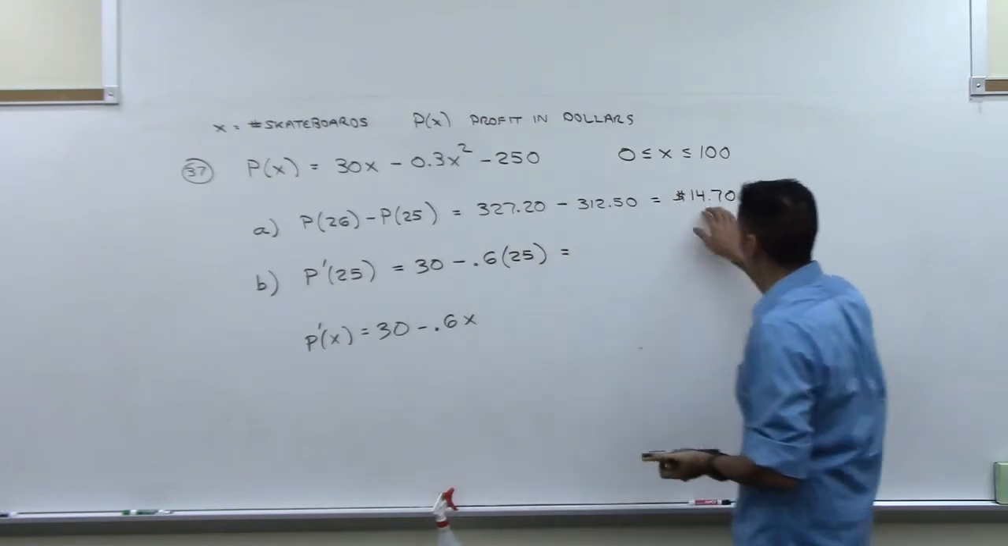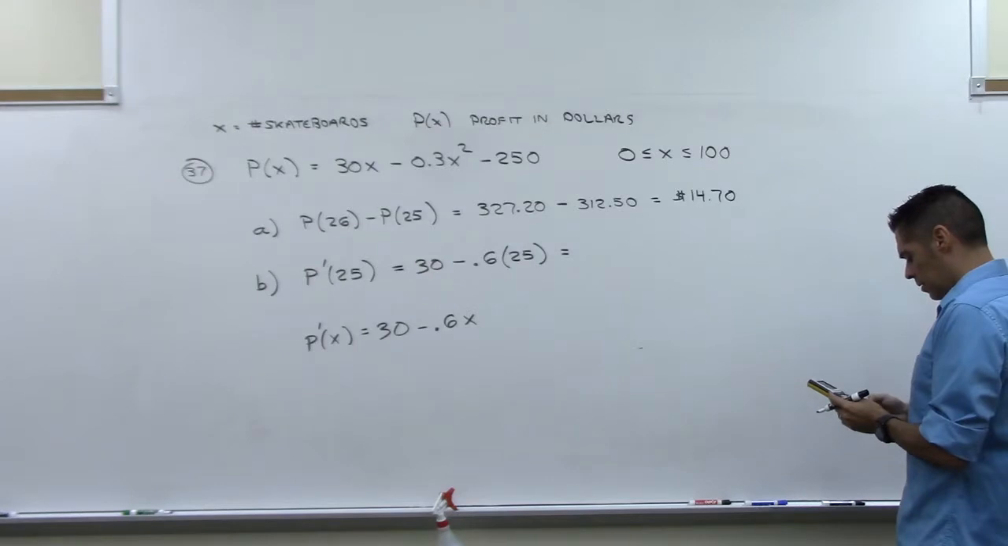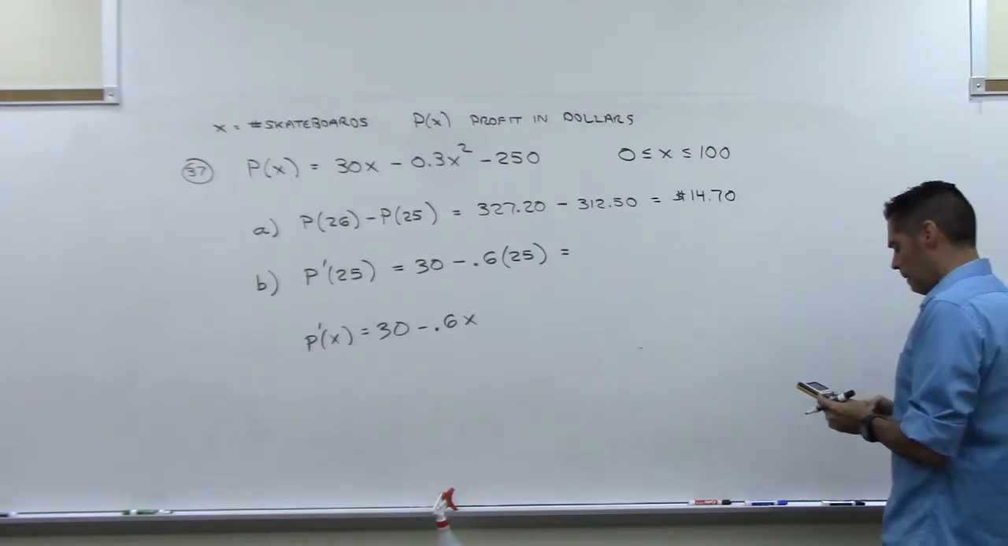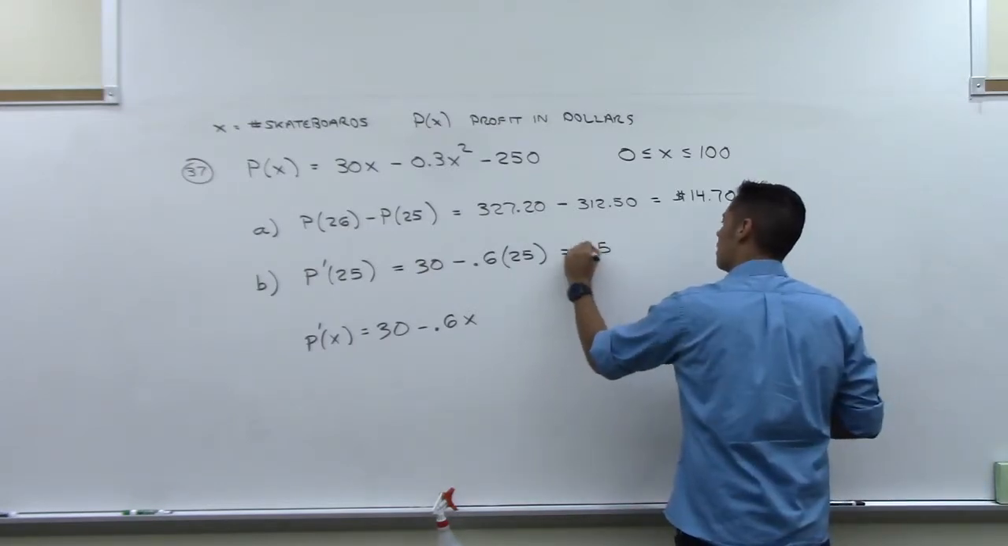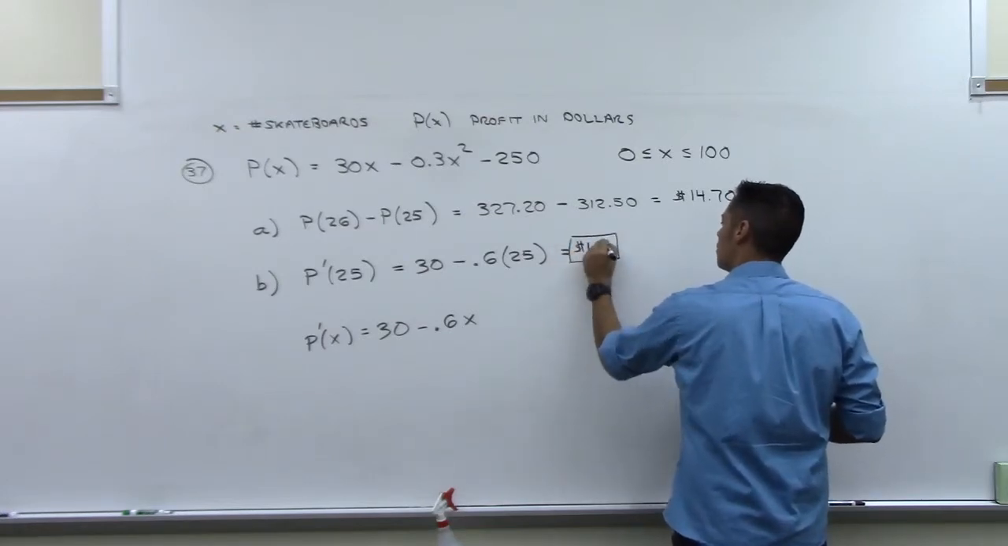Let's see, we should get something pretty close to 14.70 here. 30 minus 0.6 times 25, I get exactly $15. So pretty close, $15.